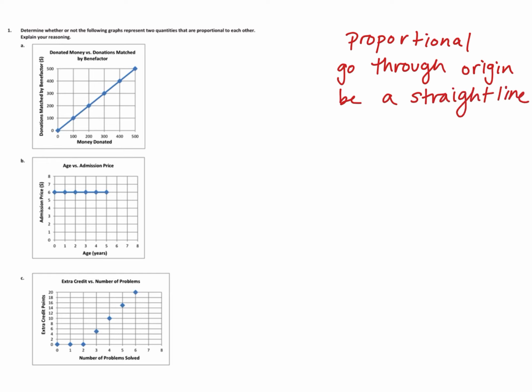So this first one, it does go through the origin, and it is a straight line. So this one is proportional. Yes. It meets both of those criteria.